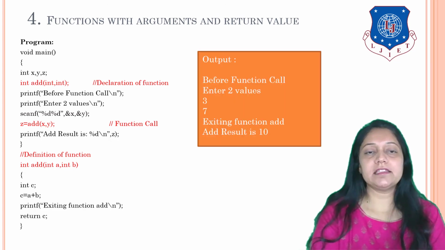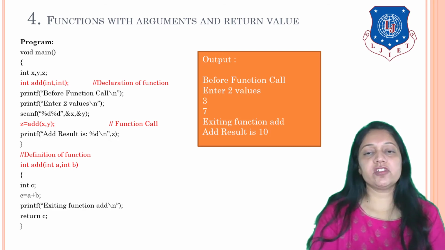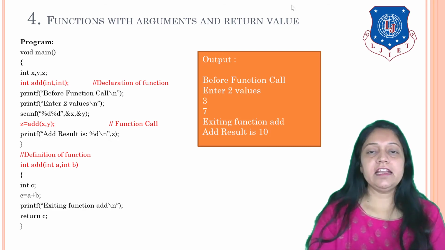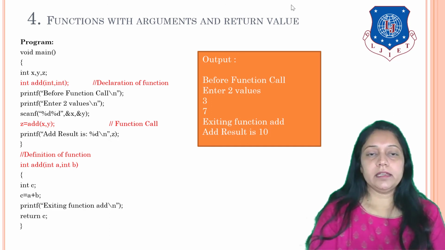So the output would be exactly the same as that of the previous one. In each and every one of the four categories the output was exactly the same, but the only difference is the way you are going to declare a function, how you are going to call the function, and how you are going to define the function. So you need to remember these things properly and implement them accordingly in your program.